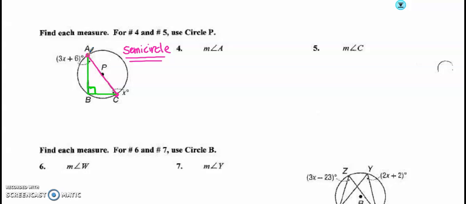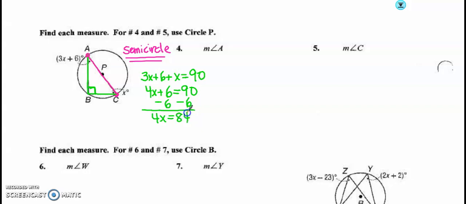So, to find the measure of angle A, I need to know x. And since that's a right triangle, I know 3x plus 6 plus x equals 90. Now, if you want to add 90 and then set it equal to 180, you can. But I'm just setting these 2 angles equal to 90 to solve for x. Either way will work. So you should be solving for x. This is your strict algebra. And when you solve for x, you get 21.